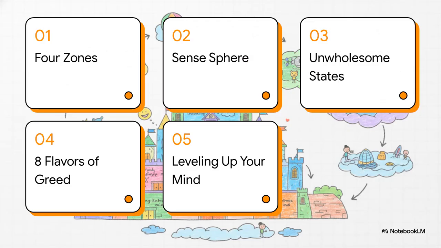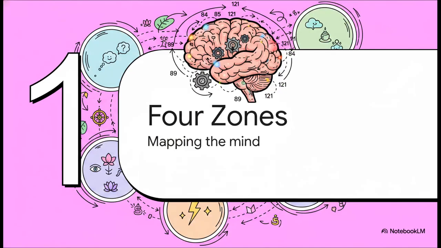To help us navigate all this, here is our level select screen for today's explainer. We'll quickly cover the 4 zones of consciousness, then jump into the everyday sense sphere, look at unwholesome mind states, break down the 8 flavors of greed, and finally talk about leveling up your mind. All right, starting off with Section 1, the 4 zones of consciousness.